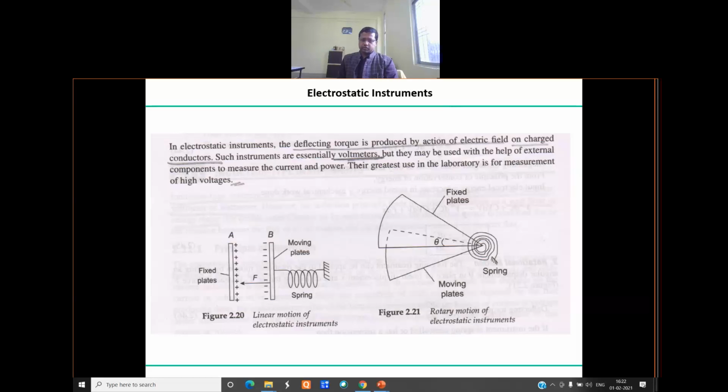So, electrostatic type of instruments. If you talk about the electrostatic method, you have two different options. You can use a linear motion or angular, that is called rotary motion. So what are electrostatic instruments? They work on the principle of generating a deflection torque, and the deflection torque is produced by changing the electric field on the conductor.